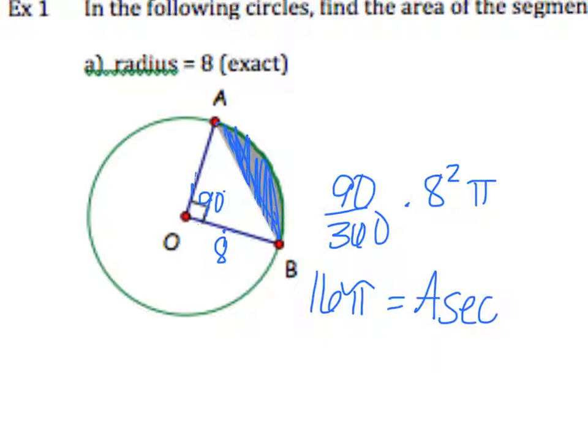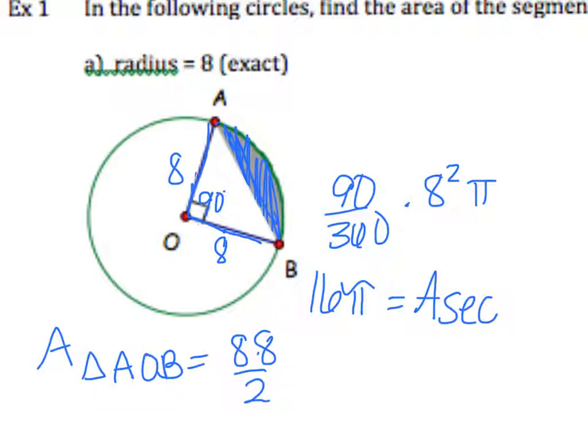Now I need the area of a triangle. So the area of triangle AOB, it's a right triangle, and I know all radii are congruent, so the base and the height are 8. It's going to be 8 times 8 divided by 2, which is, I believe, 32. Let's just check. Yep, 32. So I got 32 is the area of the triangle.